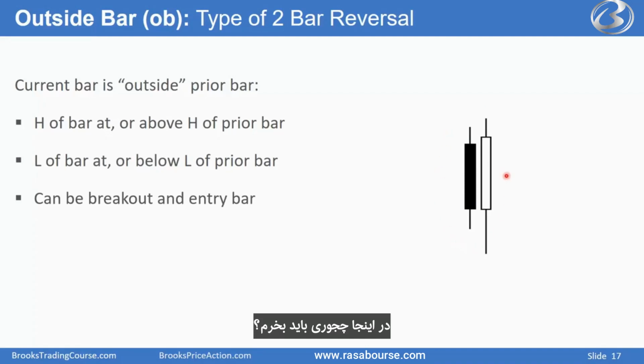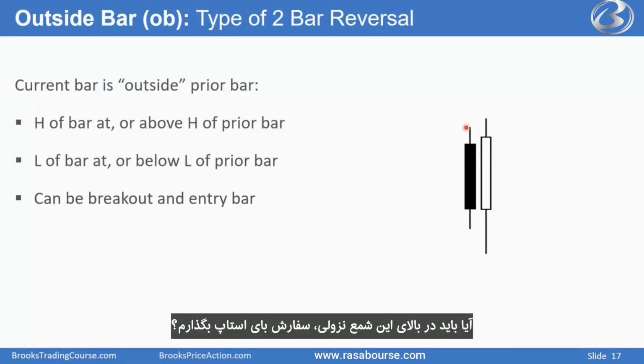If I'm buying and I just look at these 2 bars, where am I going to buy? Am I going to buy on a stop above this bear bar? No. I might buy on a stop above the bull bar, because in general, if I'm buying with stops, I want to buy above bull bars.